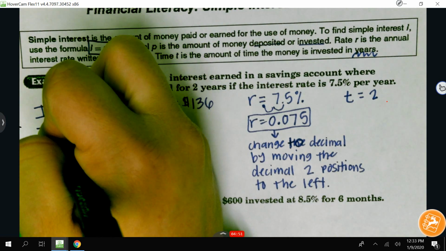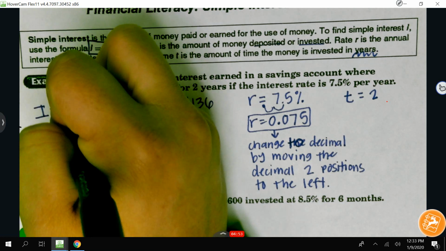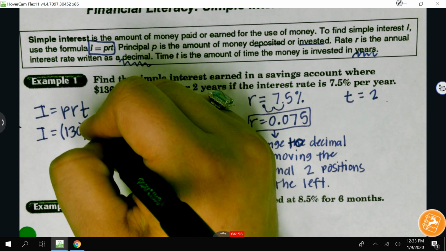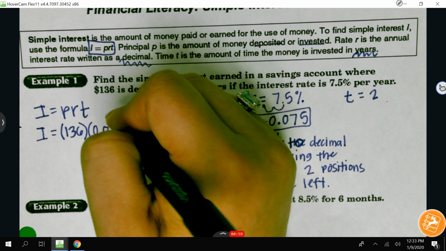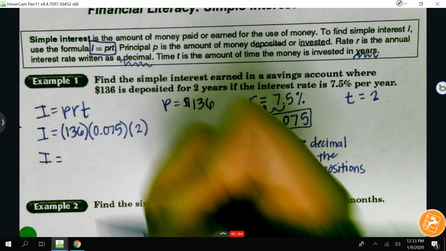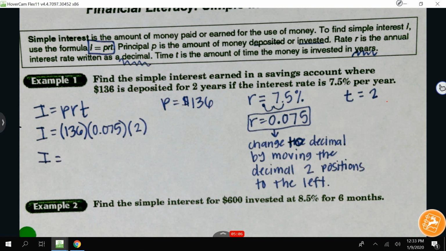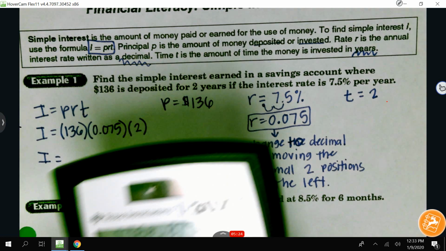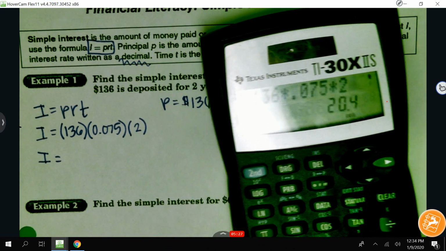So it should be 136 times 0.075 times 2. You can do the multiplication sign if you want to. I don't believe it's 18.4. 136 times 0.075. She said 18.9. Yeah, it should be 20.4.